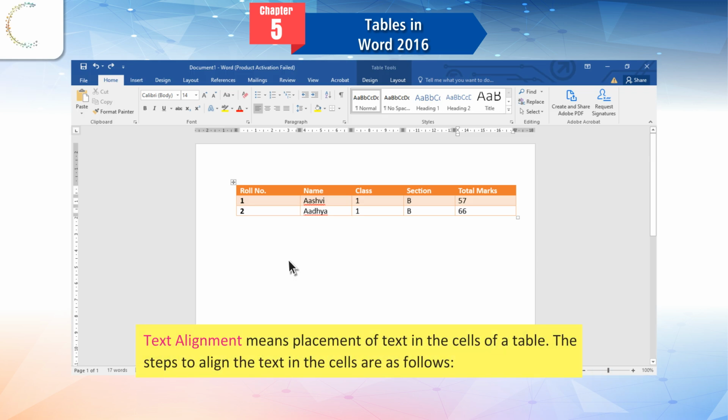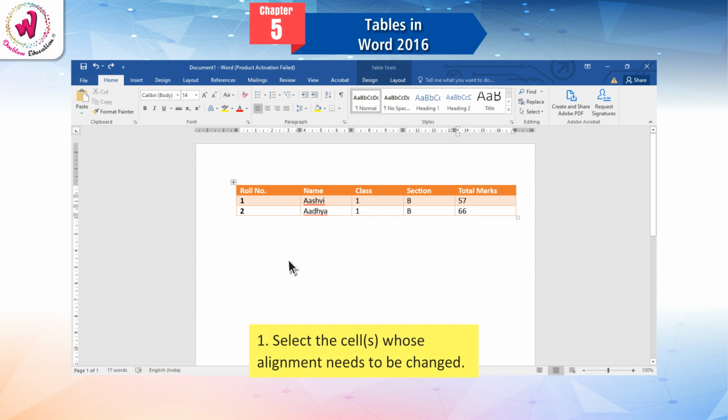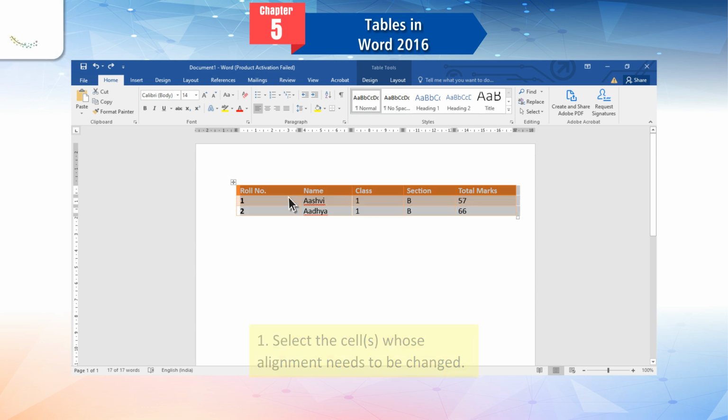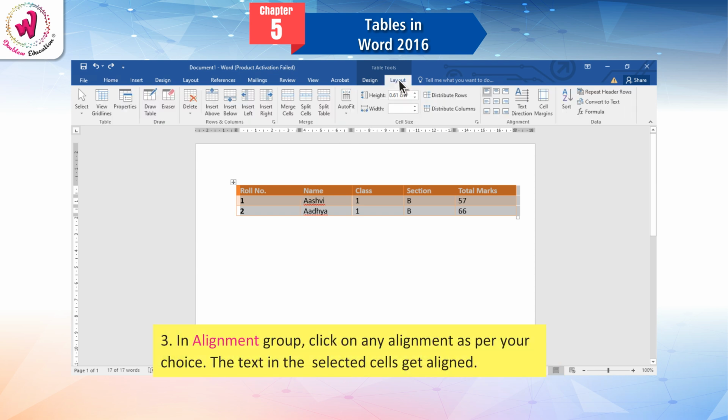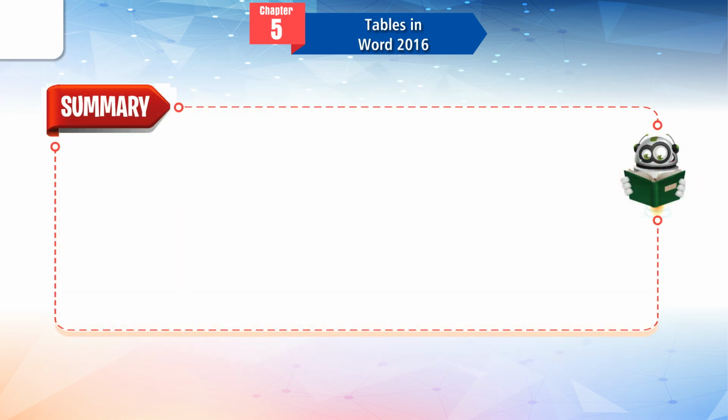Text alignment in the cells. Text alignment means placement of text in the cells of a table. The steps to align the text in the cells are as follows. 1. Select the cell or cells whose alignment needs to be changed. 2. Click on the Layout tab. 3. In Alignment Group, click on any alignment as per your choice. The text in the selected cells gets aligned.